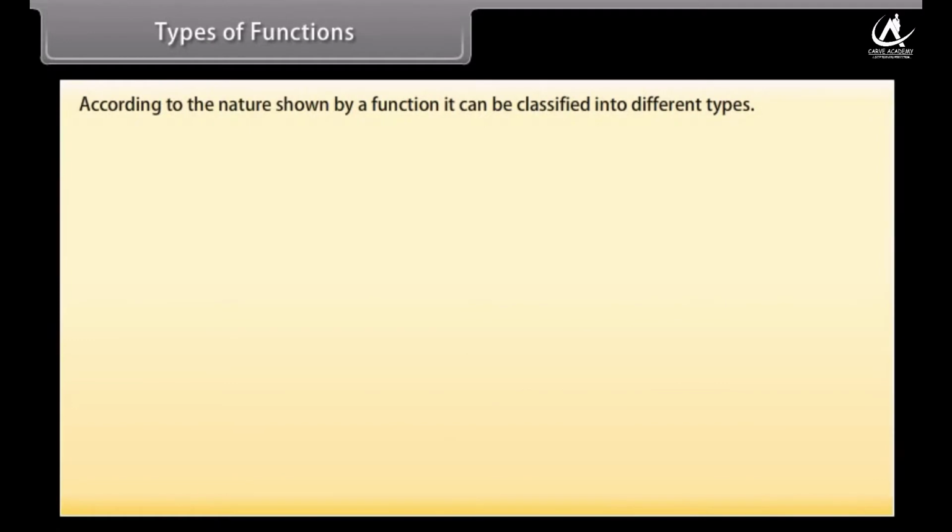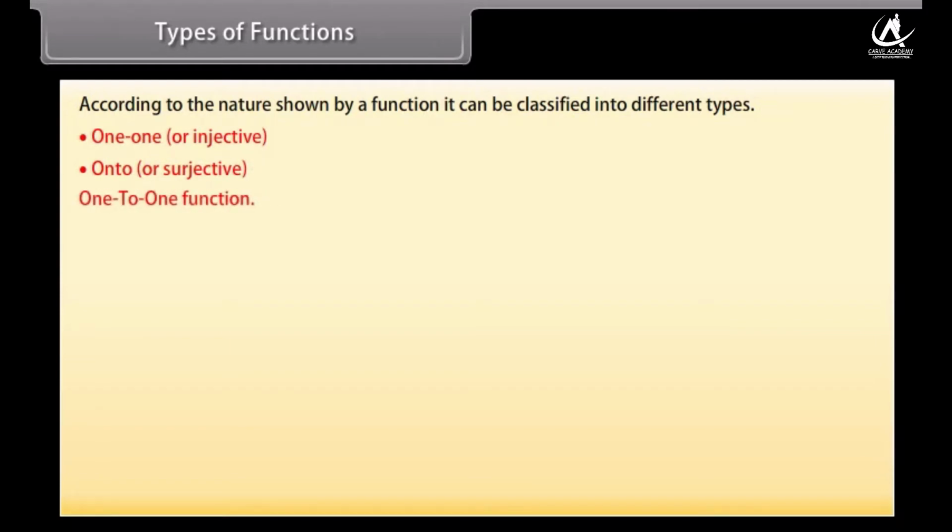Types of functions. According to the nature shown by a function, it can be classified into different types. 1-1 or injective, onto or surjective.